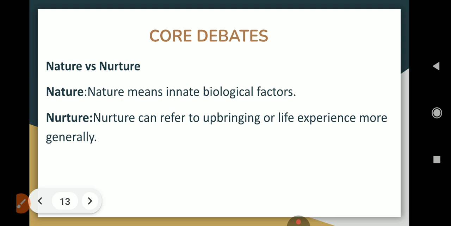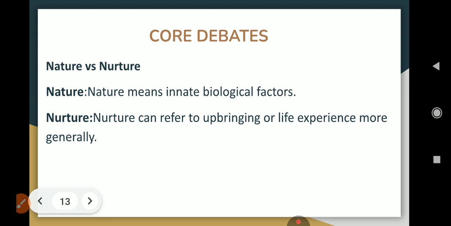Now comes the core debates. We have some debates regarding this development. Only this plays the major role in development, or that plays the major role in development. Psychologists used to have differences of opinion, and that is the debates here. The first one is nature versus nurture.